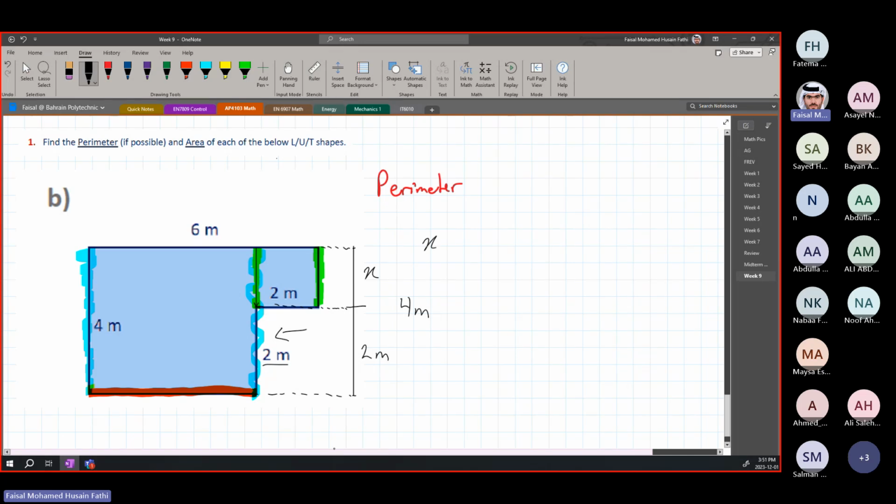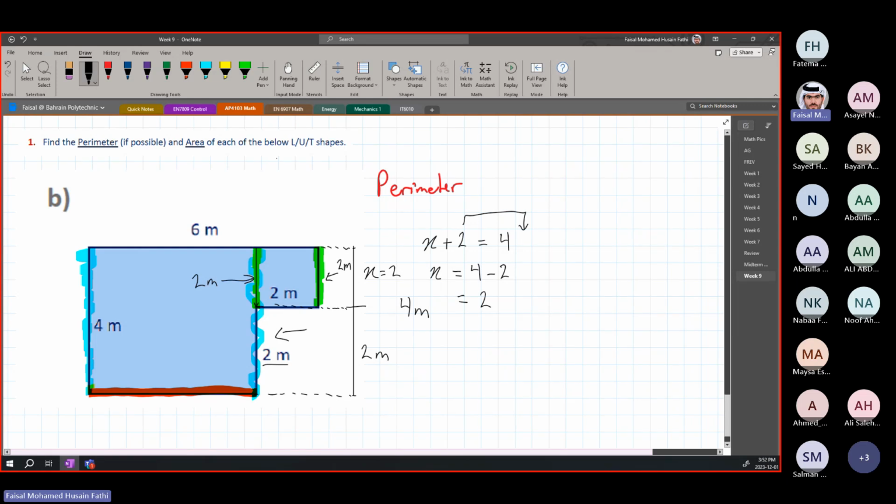So we know that X plus 2 is equal to 4. If we solve for X, we take the 2 to the other side: X equals 4 minus 2, which is simply equal to 2. So now we know that this X is equal to 2. So we know that this side, the green side, is equal to 2 meters. Because this green side is equal to 2 meters, this has to also be equal to 2 meters.